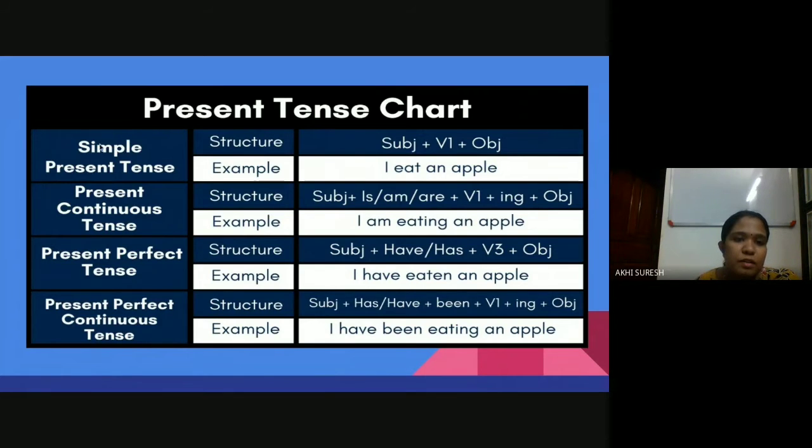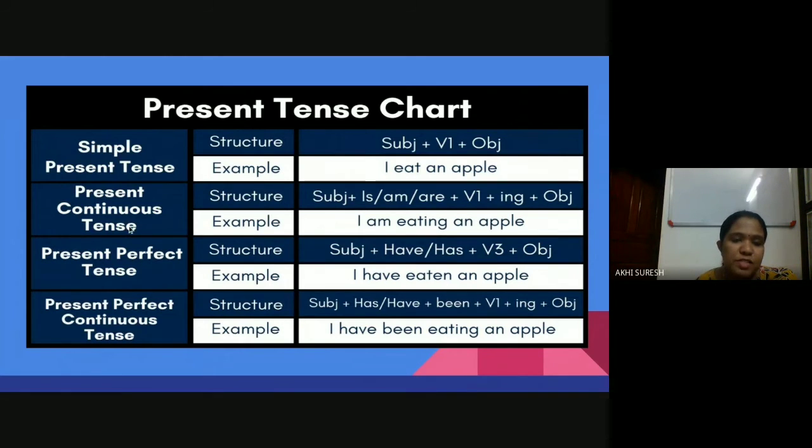So here in simple present tense, you can see the structure. You have to always follow this structure: subject plus V1 plus object. For example, I eat an apple or I write a letter. We will not say I wrote a letter or I written a letter. I write a letter. You have to always use the V1 form of the verb.